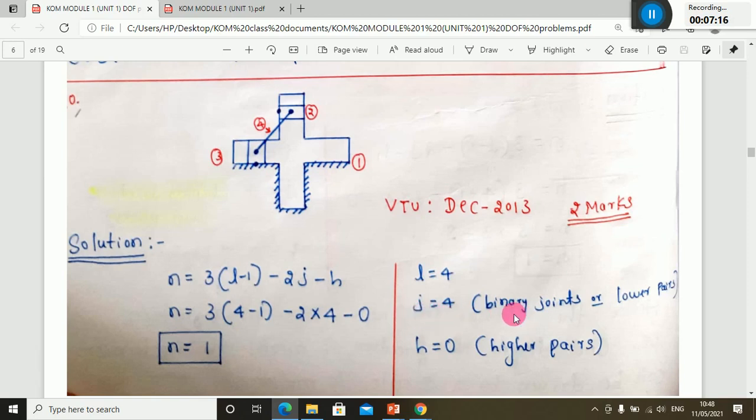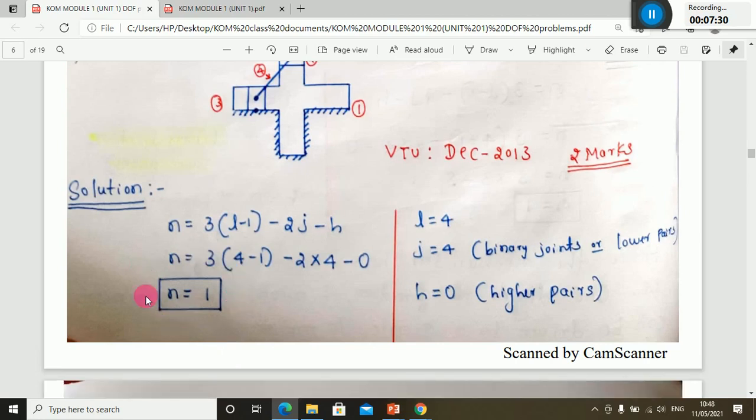J means it includes both binary joints as well as lower pairs. And since there is no point contact or line contact, there is no higher pair, hence H is equal to 0. So finally you will get degrees of freedom as 1. N is equal to 1. Are you getting this answer, N is equal to 1?